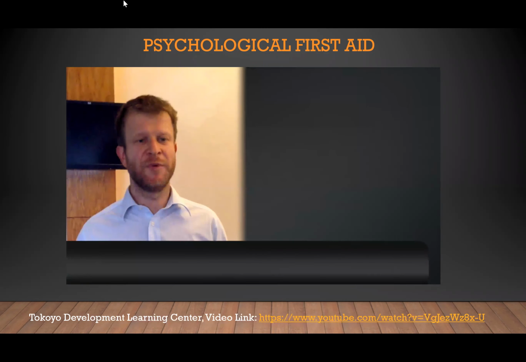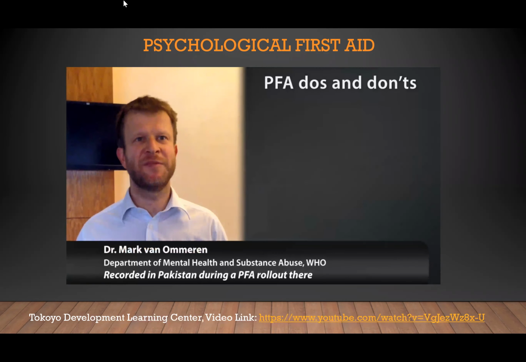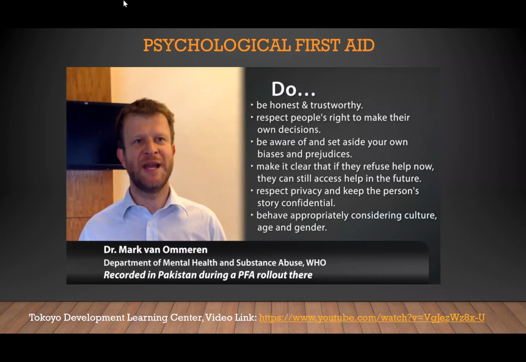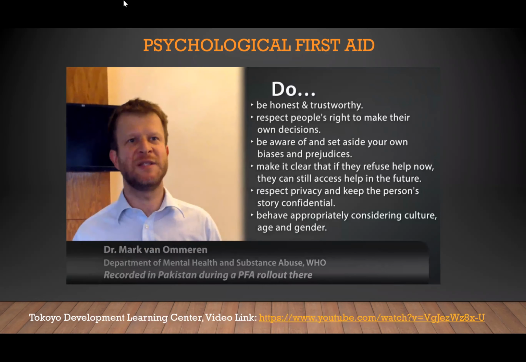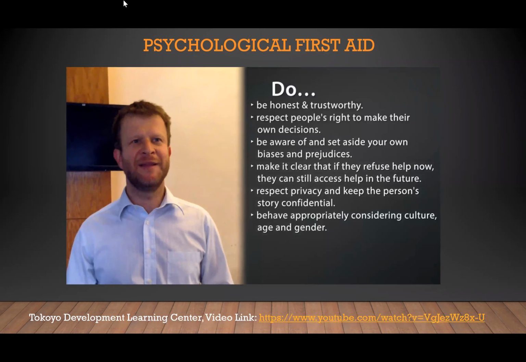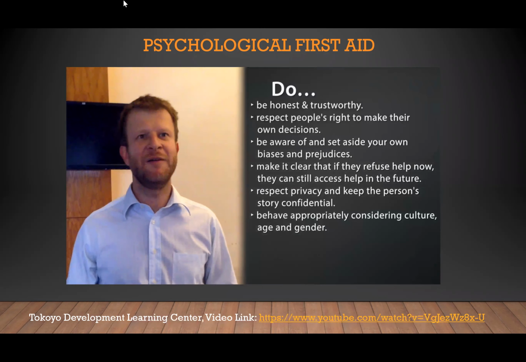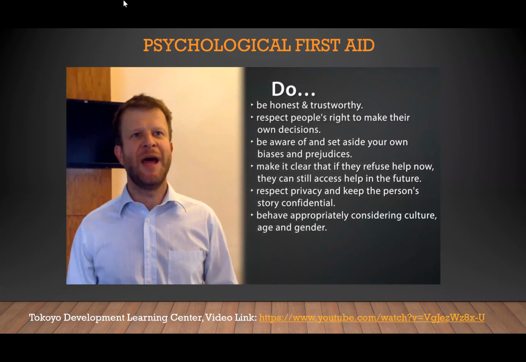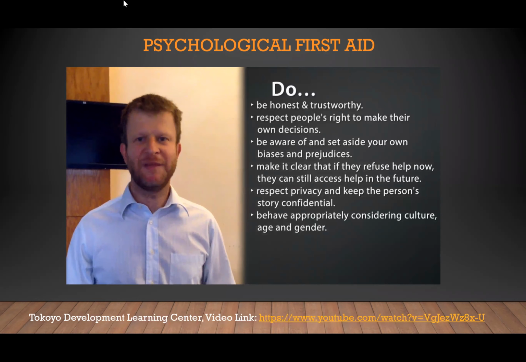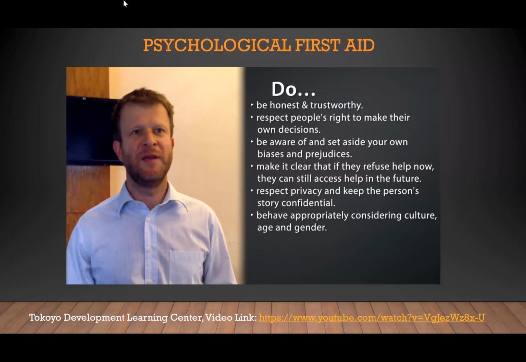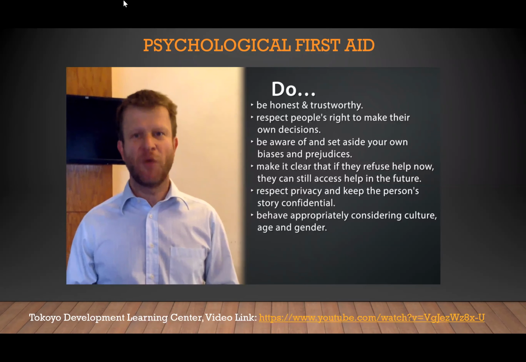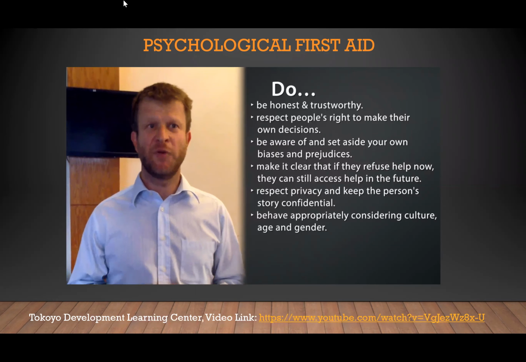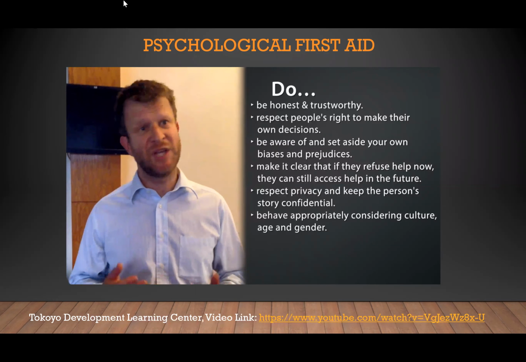So what should a helper do? A helper should respect people's rights to make their own decisions. A helper should be aware and set aside their own biases and prejudice. A helper should make it clear, even if people do not want support right now, that they feel comfortable to ask for help later. A helper should know to respect the privacy of affected people and keep the person's story confidential. A helper should always behave appropriately, considering the person's culture, their age, their gender.